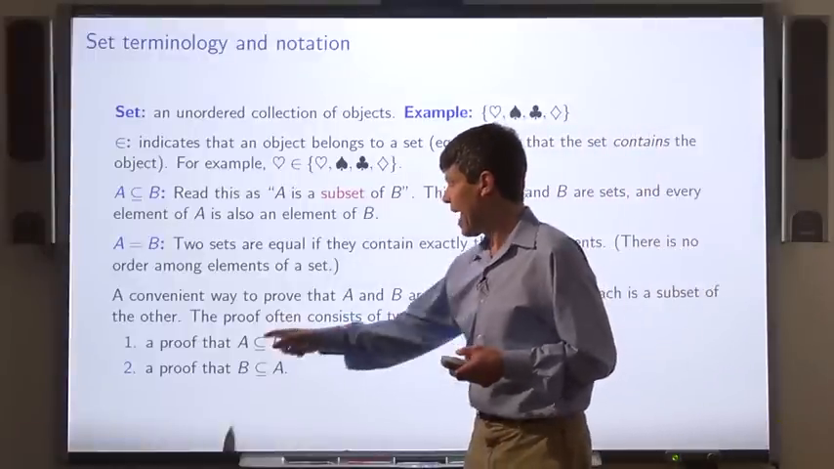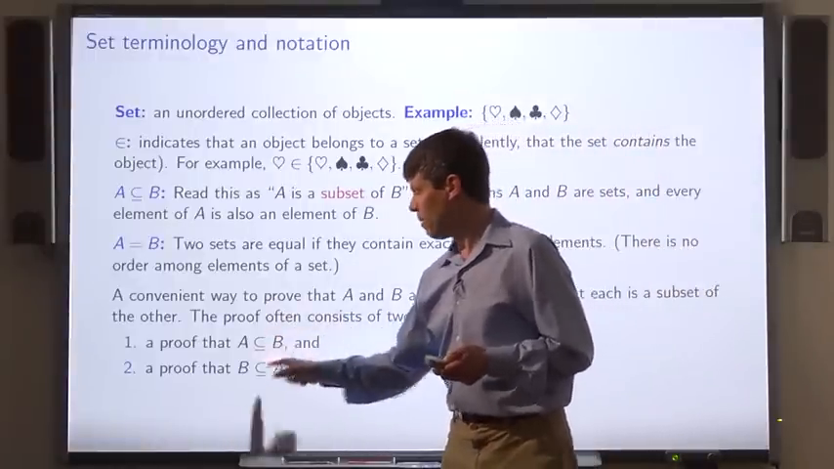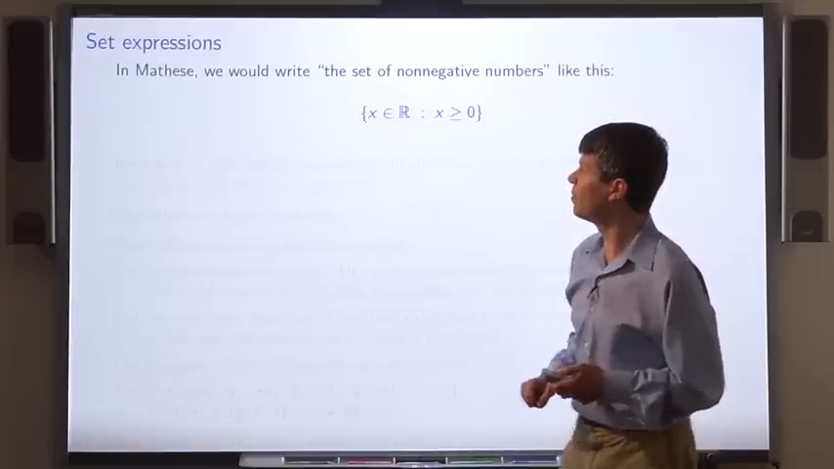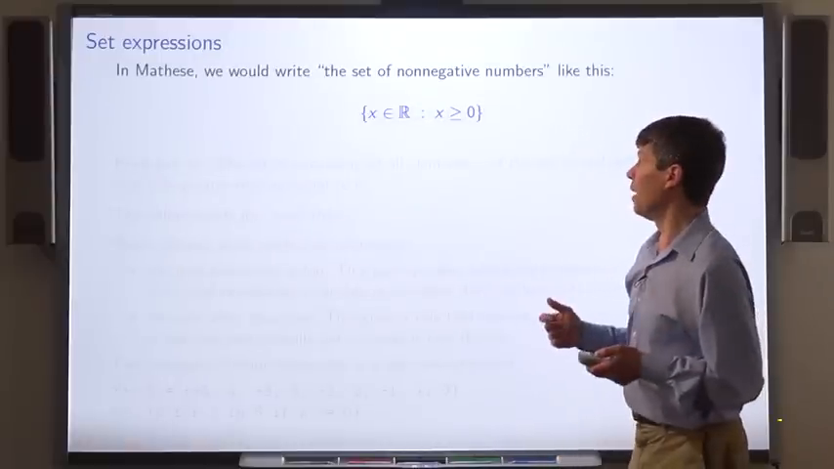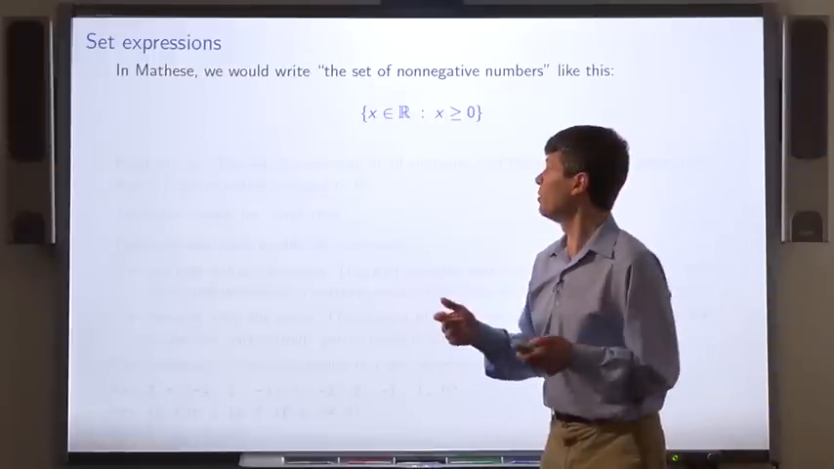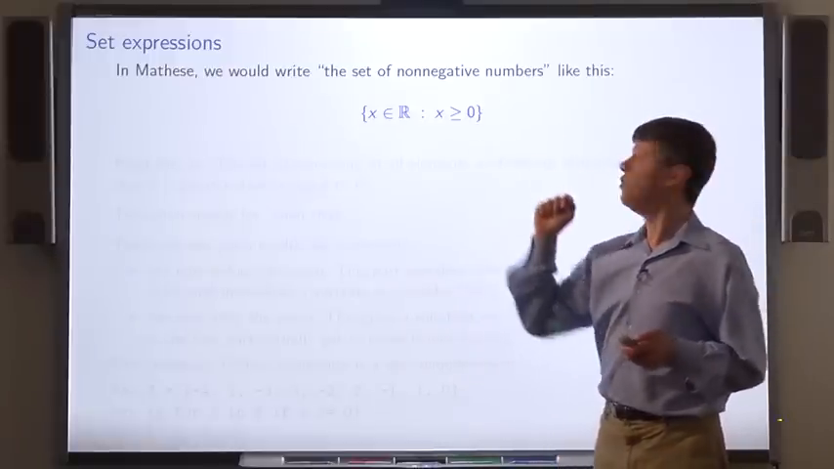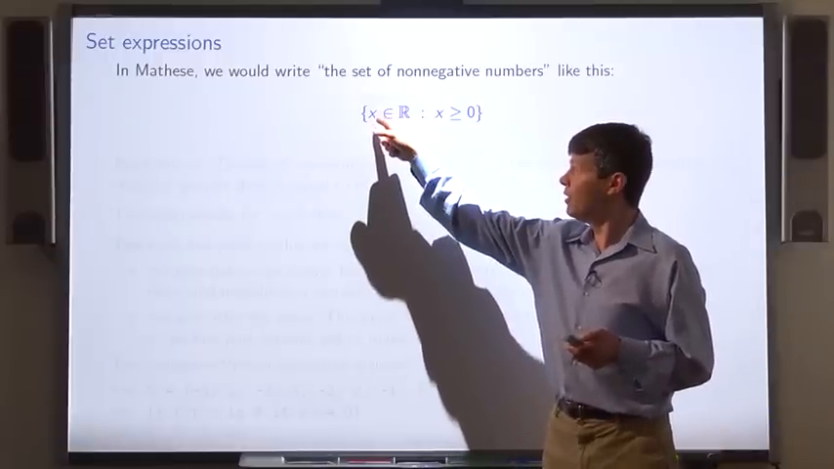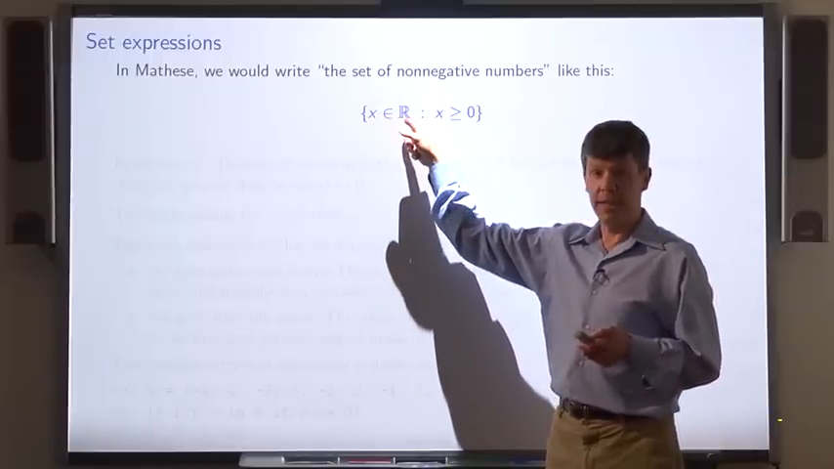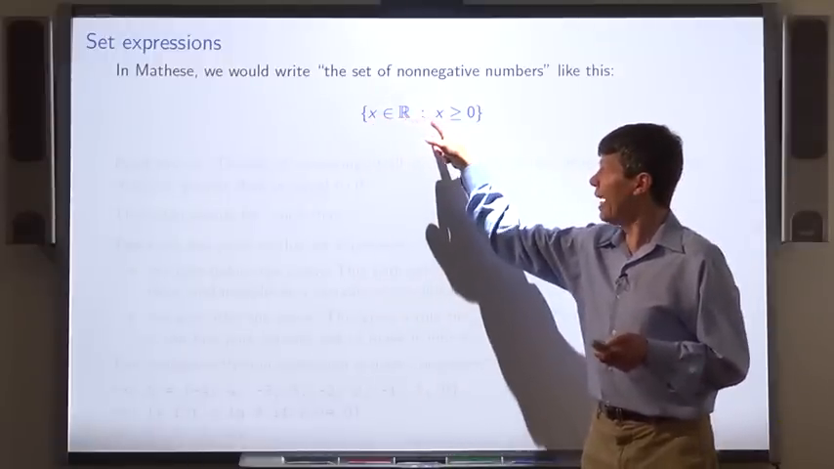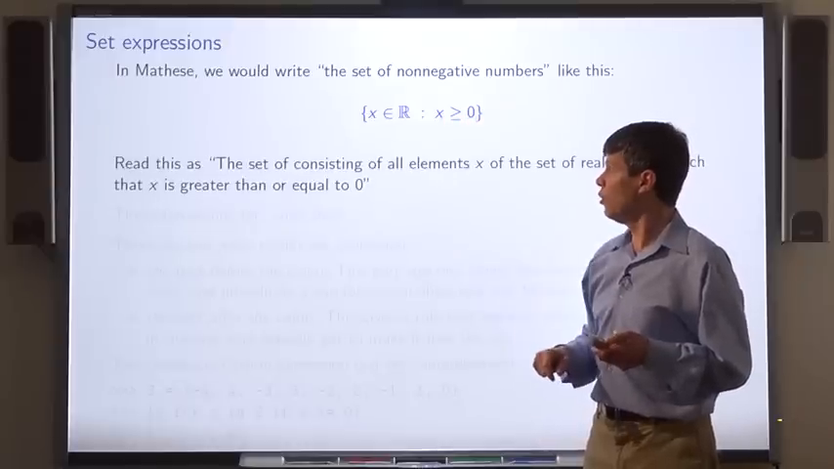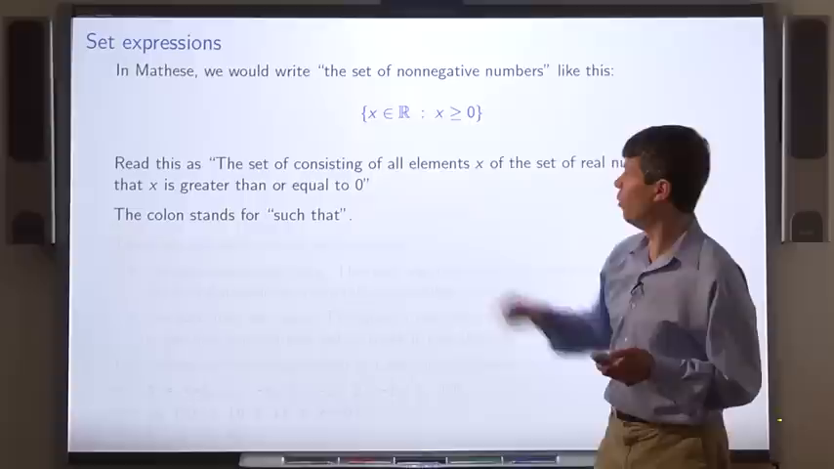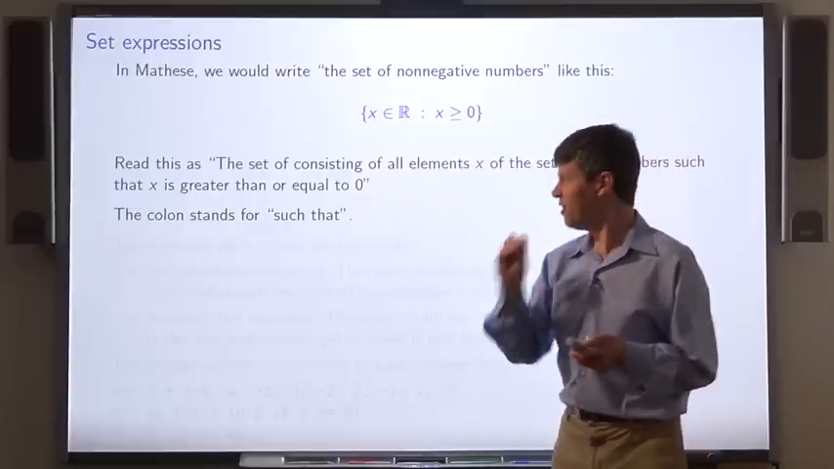The proof usually has that form. First, you'd prove that A is a subset of B, and then you'd prove that B is a subset of A. Here's a notation that we're going to use a lot. Call it a set expression. The set of non-negative numbers would be written like this: the set of all numbers x in the real numbers such that x is greater than or equal to 0. So I use the colon to mean "such that".